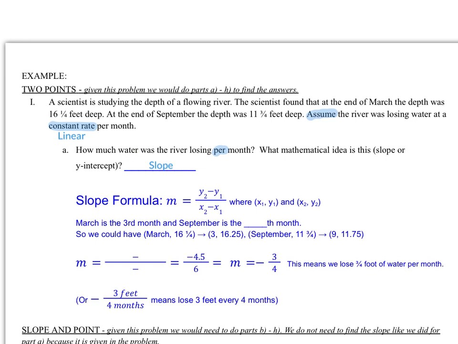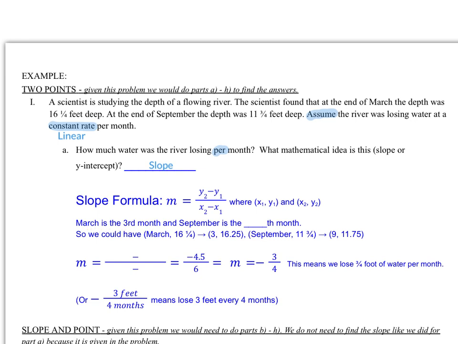How much water are we losing per month? So it's a rate. Rates are slope. Since we're trying to find slope and we have 2 points, we can use the slope formula. M equals y2 minus y1 over x2 minus x1.